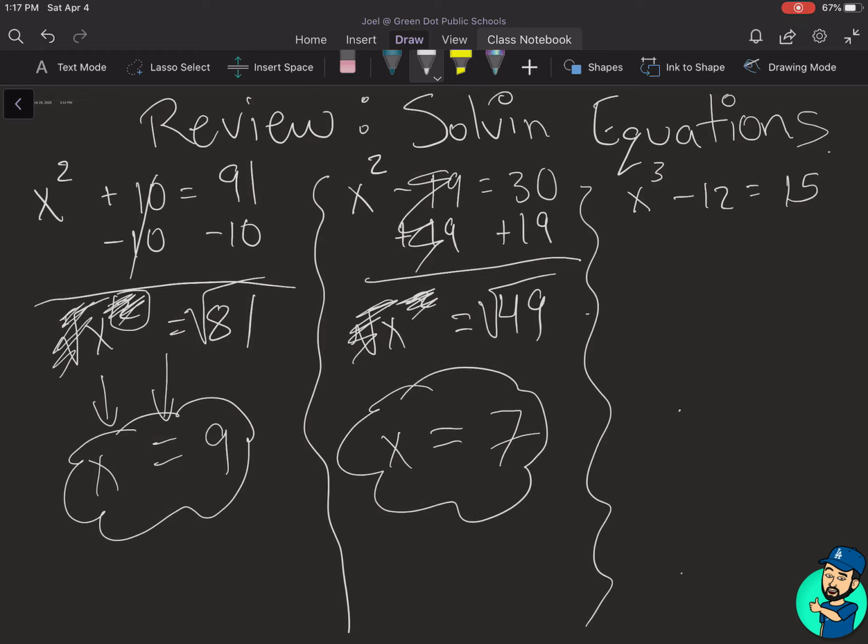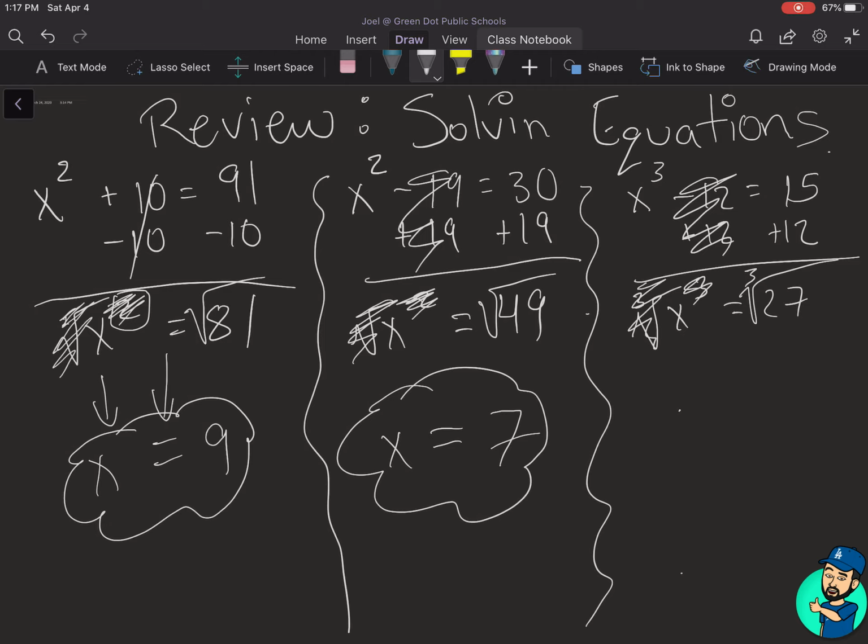Now, on the right-hand side, it's a little bit different. I'm going to first add 12 to both sides. The 12s will cancel each other out because I have a negative and a positive. Now bring down the x cubed, the equal sign, and 15 plus 12 is 27. Now again, I'm not going to use the square root. I'm going to use the cube root.